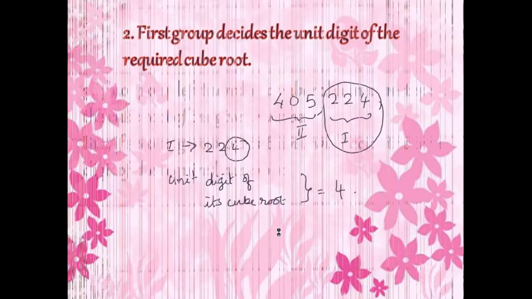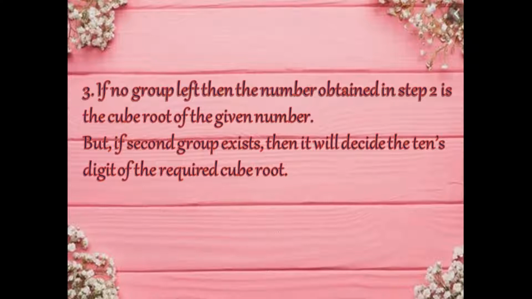Let's move to step 3. If no group is left, then the number obtained in the second step is the cube root of the number. But if the second group exists, then it will decide the tens digit of the required cube root, right? Here, for our number, the second group exists and it is 405. So this number 405 decides the tens digit of the required cube root.